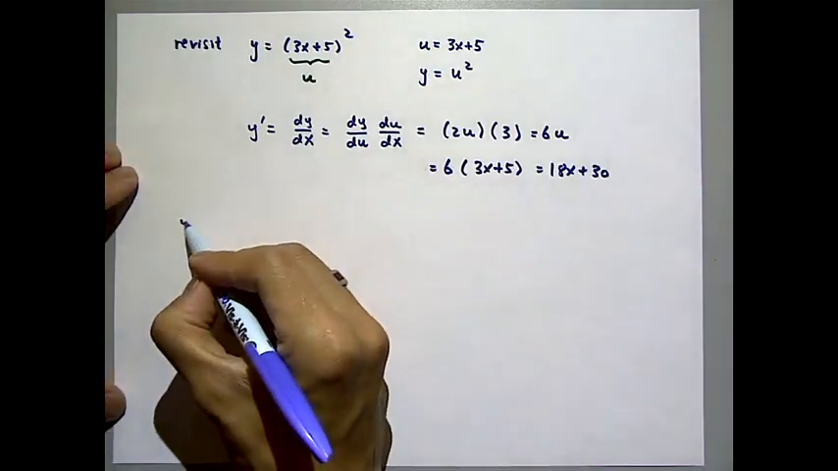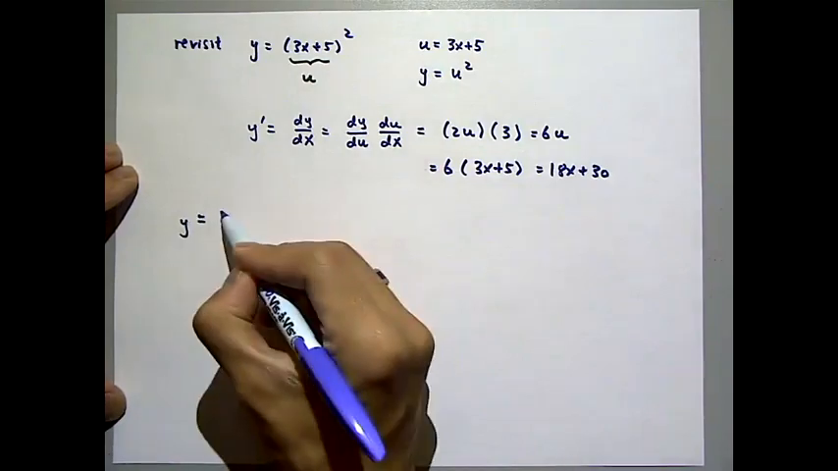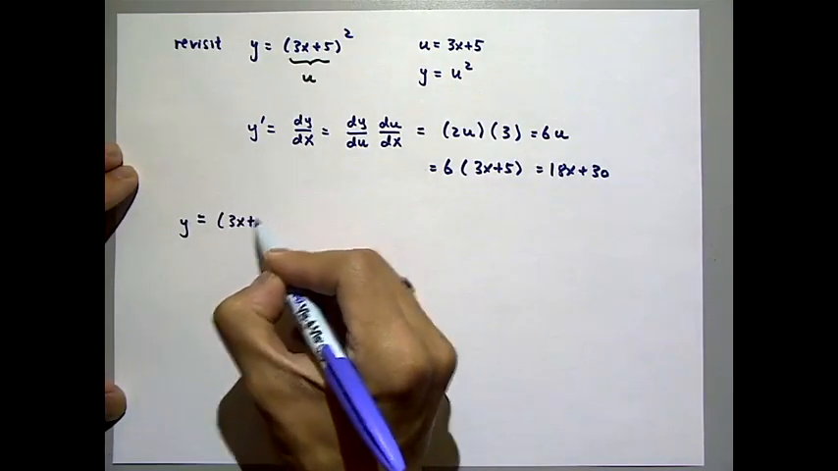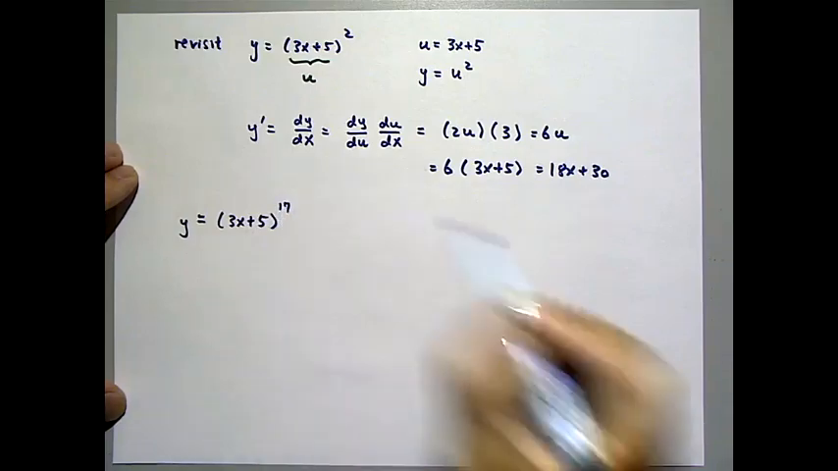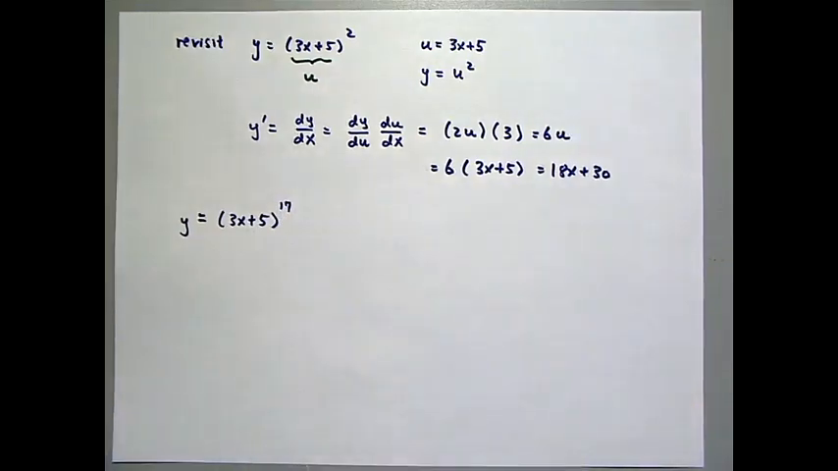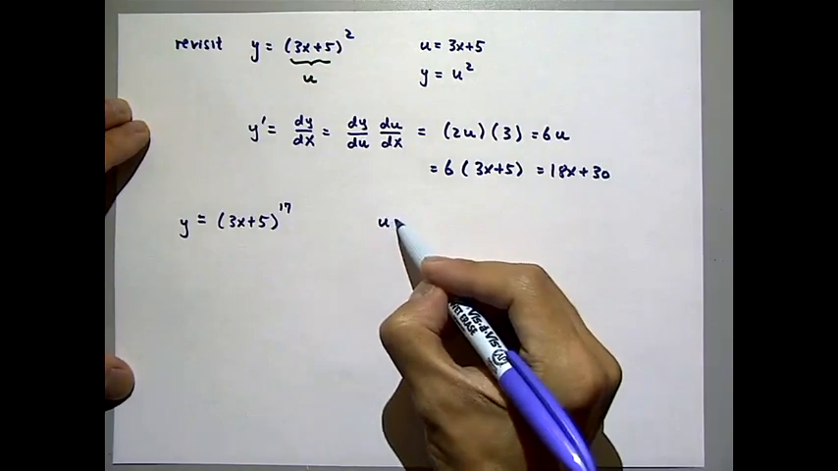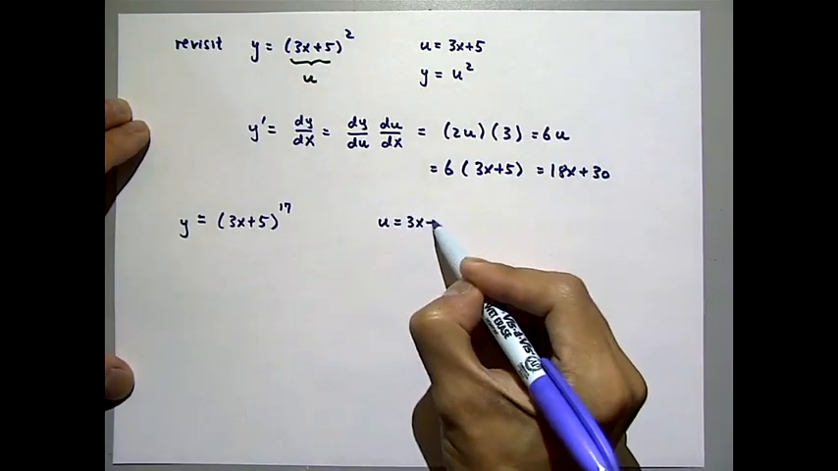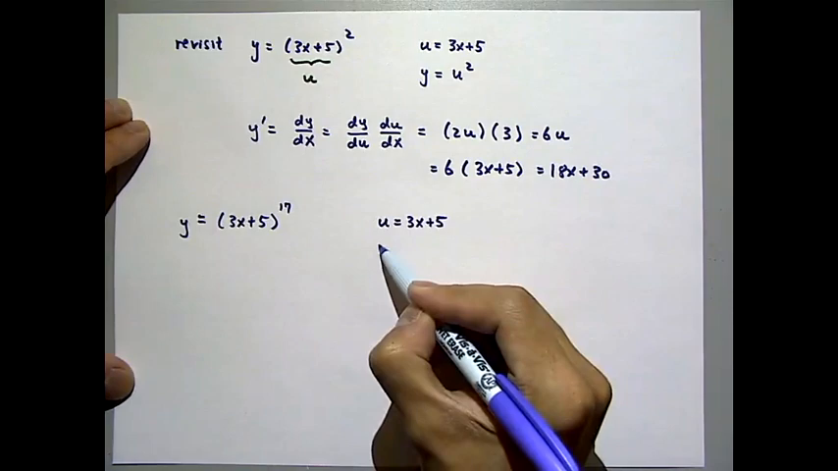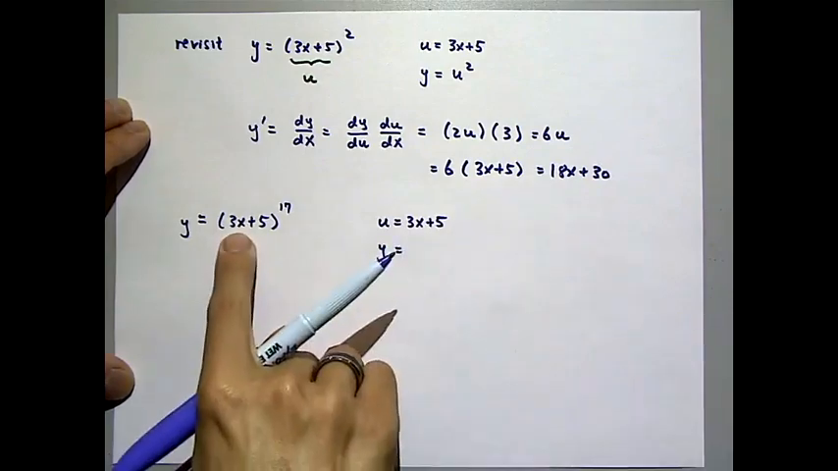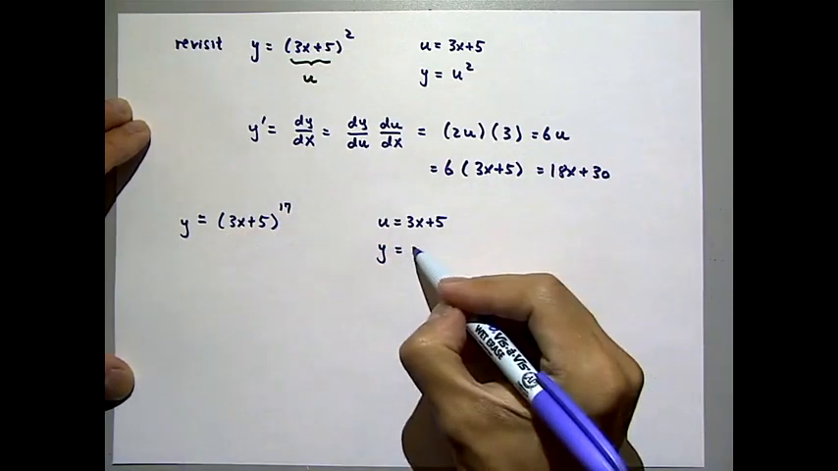So now, even if the power goes to a ridiculous number, like 17, for example, once you know how to handle one power in this form, you know how to handle any resulting power. You again interpret the inner function as u, and the outer function as u to the power of 17.